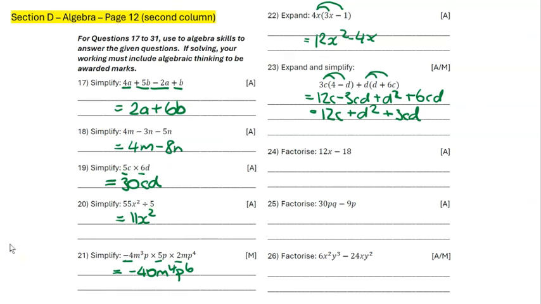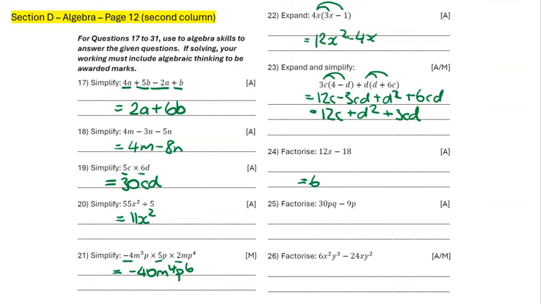Now to question 24, and the question asks you to factorize. Remember, factorizing is the opposite of expanding. So expanding is getting rid of the brackets. Factorizing is bringing them back. So we need to think 12x and 18. Well, what is their highest common factor? What things do they have in common? They've got a 6 in common.